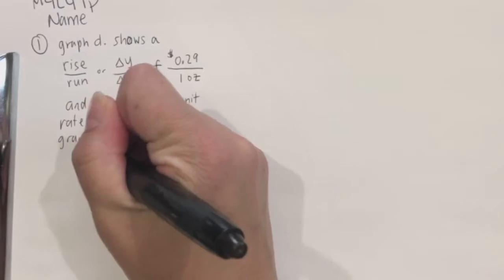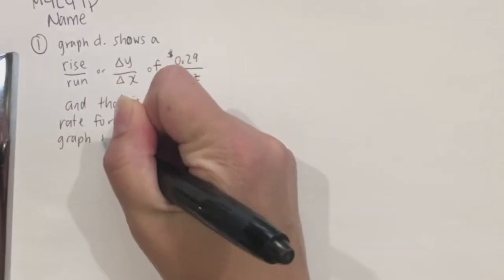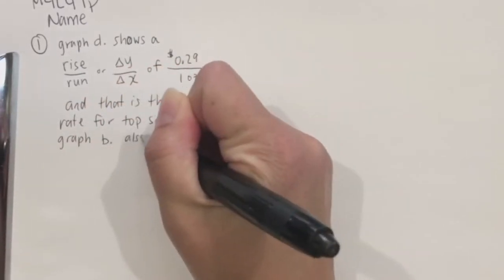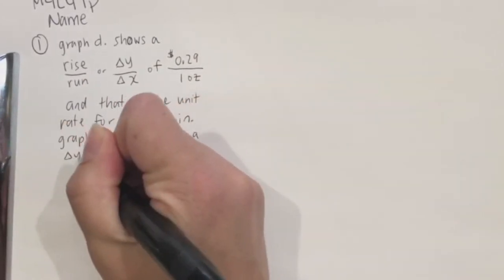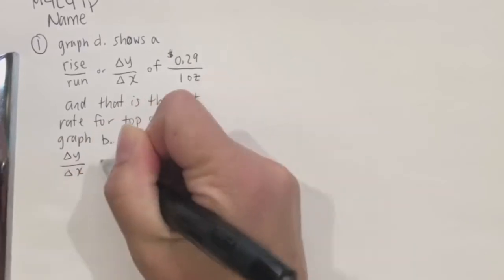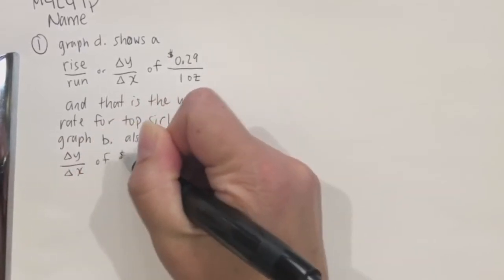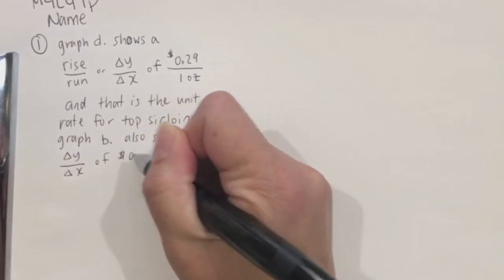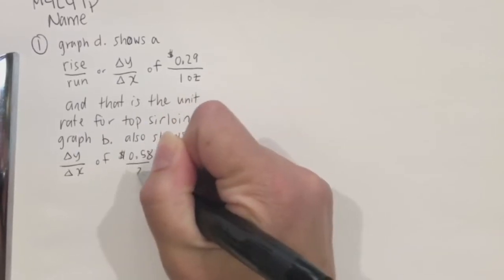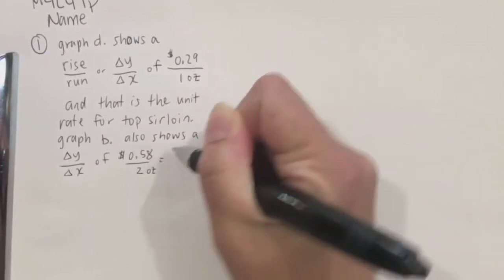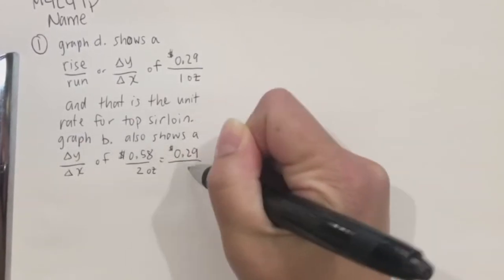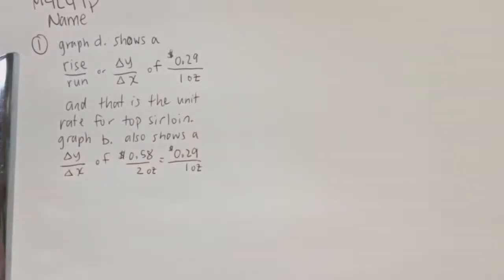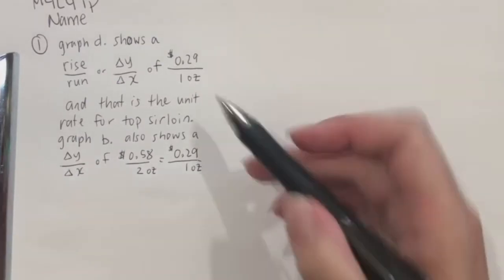Graph B also shows a change in Y over change in X of 0.58 over 2 ounces, which equals $0.29 over 1 ounce. So we have 2 answers here, both D and B.